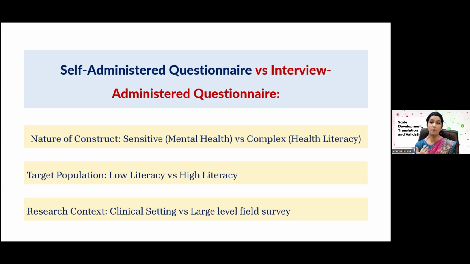And if it is a complex issue, like one girl is doing a project on health literacy, something which is not known initially to people and is a new concept, then you might choose to take an interview. So that is regarding the nature of the construct. Coming to the target population, again, we have discussed low literacy versus high literacy. But again, there are ways, even in the case of low literacy, that you can collect data in a self-administered way. Next is your research context.